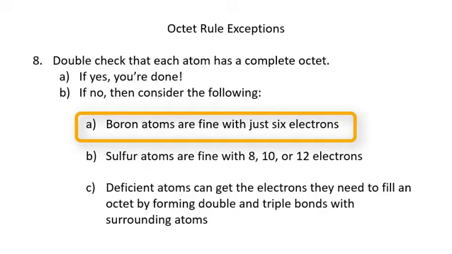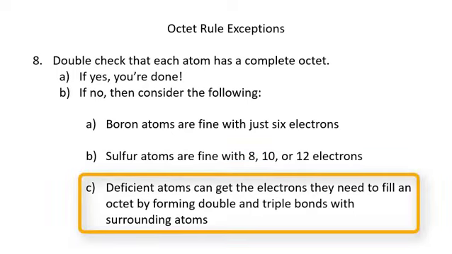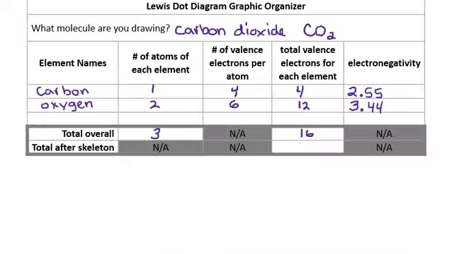First, boron atoms do not need an octet. They are fine with just 6 electrons. Second, sulfur atoms do not need an octet. They are fine with 8, 10, or 12 electrons. Third, atoms that are still deficient in electrons can get what they need by forming double and triple bonds with neighboring atoms. This first example molecule, carbon dioxide, or CO2, will require double bonds.